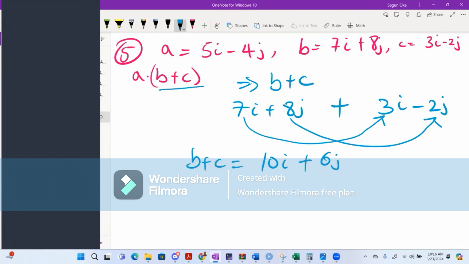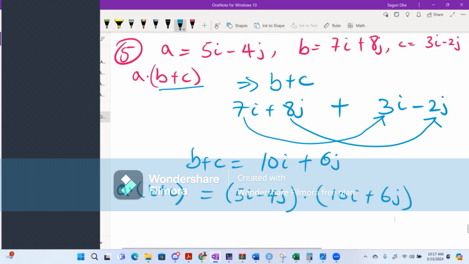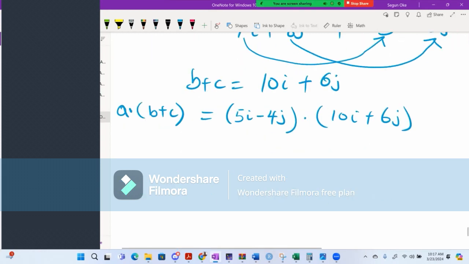Yes, sir. Now, the question is A dot (B plus C). What is A? It simply means our A will be 5i minus 4j, dot 10i plus 6j, component by component.